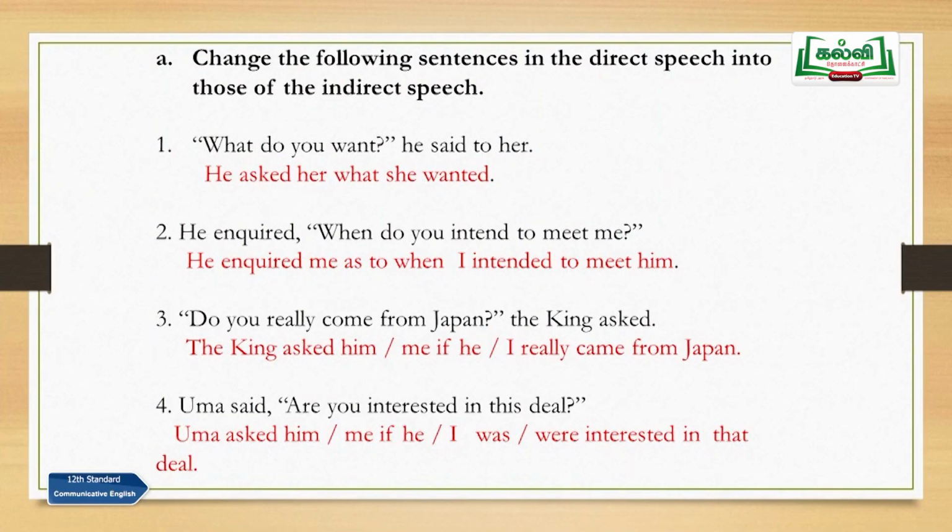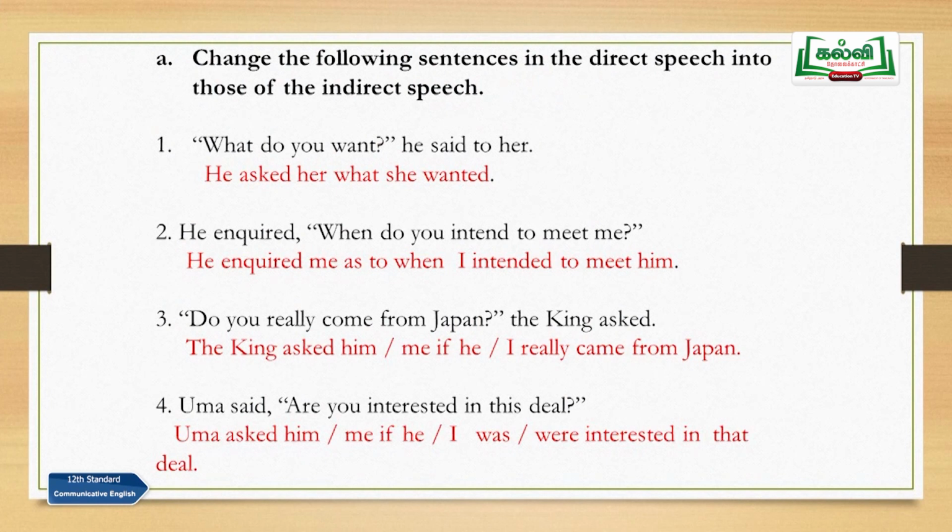Now look at the question. "What do you want?" So it's a WH question. So you retain the WH there. The WH word indicating the question is retained. But afterwards the structure changes. So he asked her what. Now go back to the question. "Do you want?" So he is talking to a woman, a girl or a lady, her. So that "you" refers to the person whom he is talking to. So you change that "you" into the pronoun "she". So he asked her what she wanted.